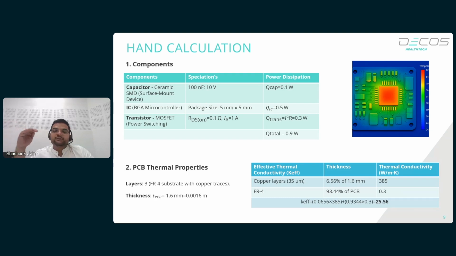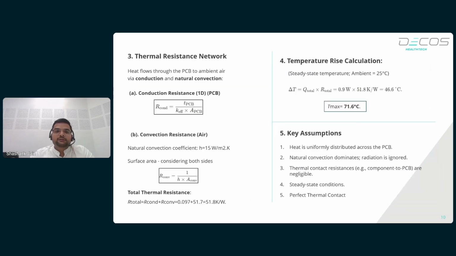Similarly, for FR4, which constitutes around 93.44% of the total material, the value finally comes out to be 25.56, which you can follow in the blue table at the bottom right corner. Okay, let's move on to the next slide.